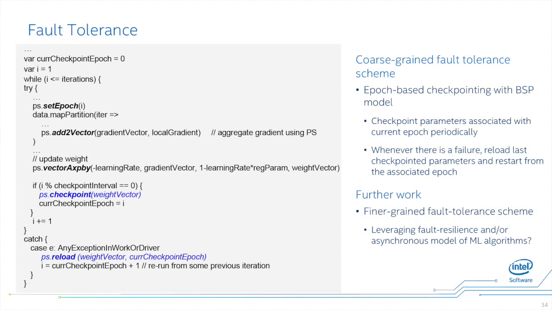By introducing the parameter server, it actually introduces new failure scenarios. For instance, what if a task is updating or aggregating a model and it fails in the middle?